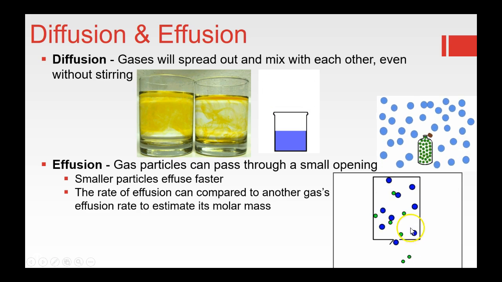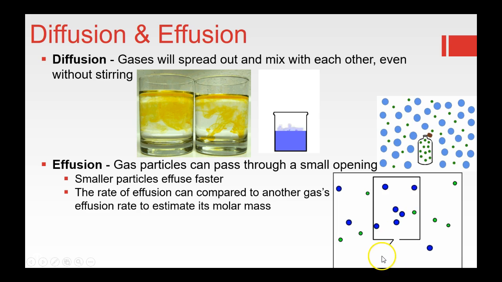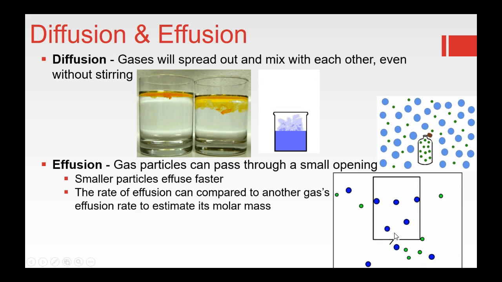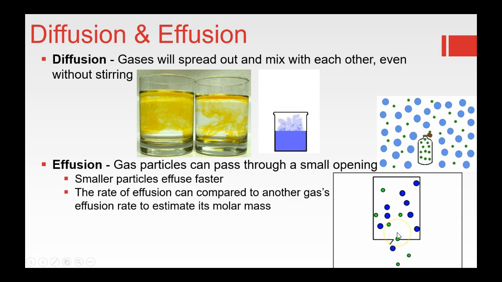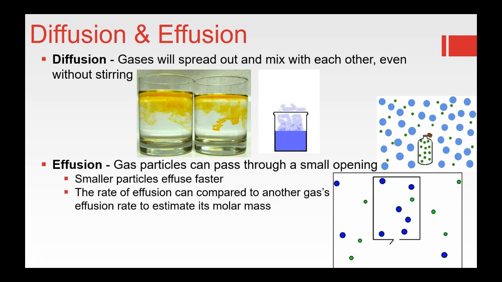So here I have a container there. Some stuff is going to be going out. You will notice that the green is going out in greater numbers than the blue. That is because the smaller it is, the faster it goes out. You can use those rates and compare them and get a good idea of the different molecular mass of each one. So smaller particles are going to effuse faster.